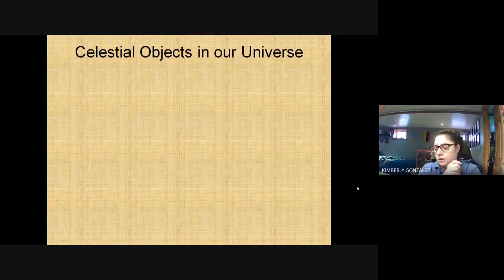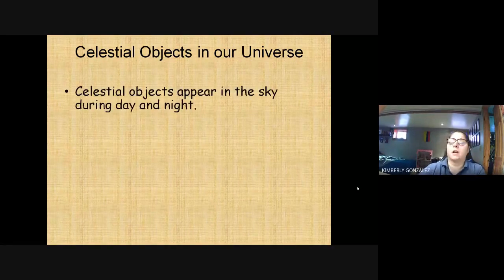All right, so just a quick little review, celestial objects in our universe, right? So celestial objects are objects that will appear at all times, but we just will only see them at the nighttime. So if you pull out your phones, or your iPads, and go on your night sky app, you will notice that even though you are outside during the day, there are objects in the sky that are still there. You just can't see them with your naked eye.